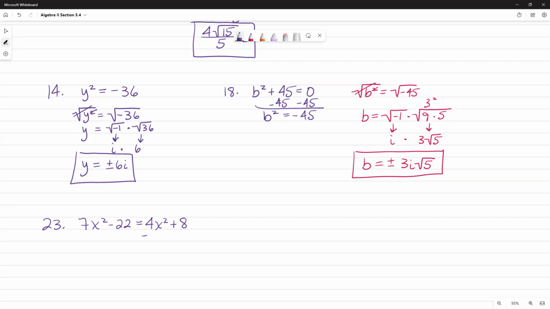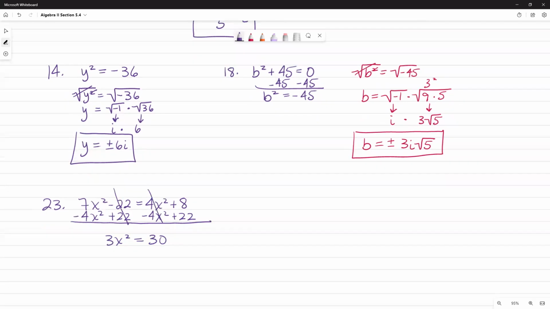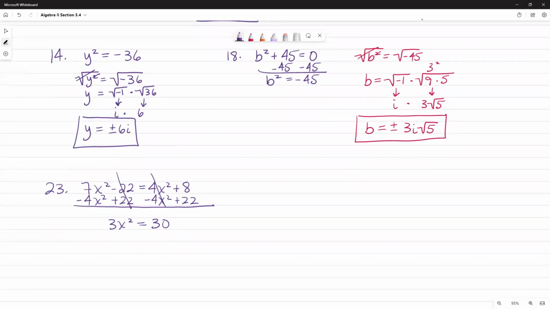So I have to move my 4x squared term over. Because we're adding and subtracting, we move the whole thing. I'm also going to go ahead and move my 22 over to the right. So these cancel, and I'm left with 3x squared equals 30. Now, the 3 is not being squared, only the x. So I've got to get rid of the 3, and I have x squared equals 10.